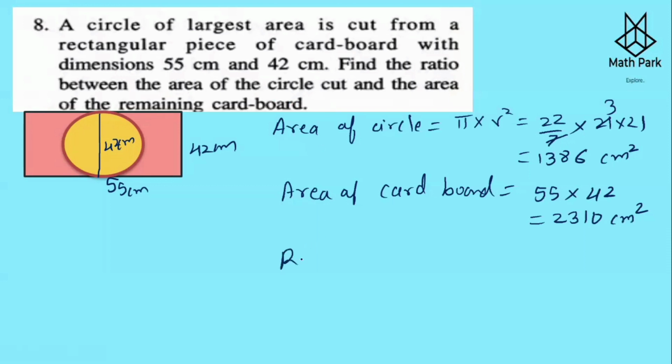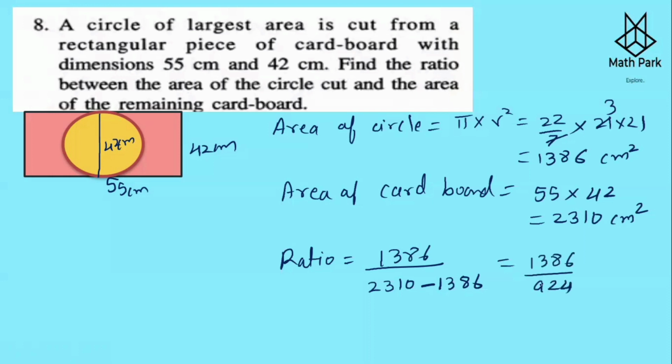So the required ratio is the area of the circle cut, which is 1386, upon the area of the remaining cardboard. Area of the remaining cardboard is the area of the entire cardboard minus the area of the circle cut. That is 2310 minus 1386, which gives 924. So it is 1386 upon 924.